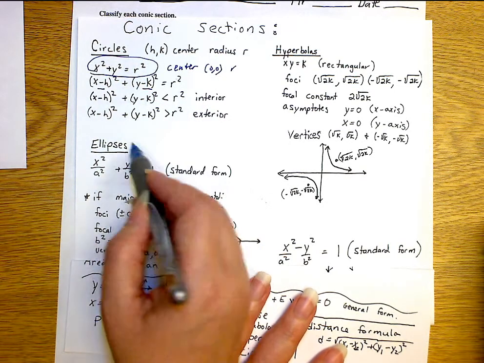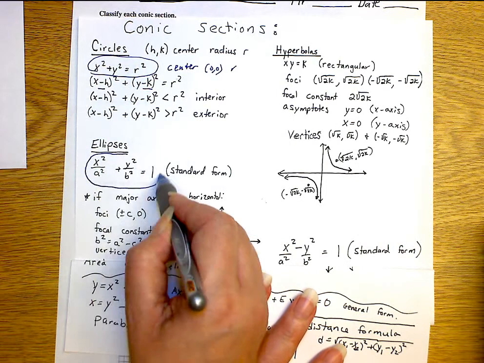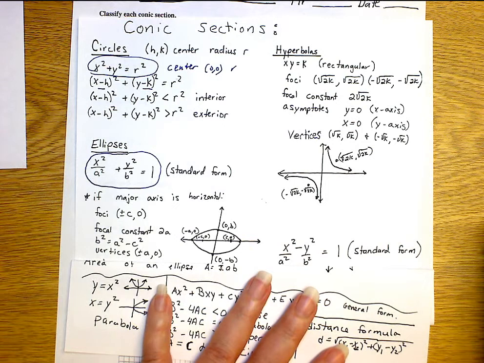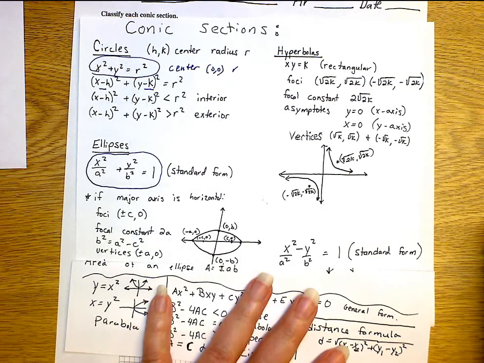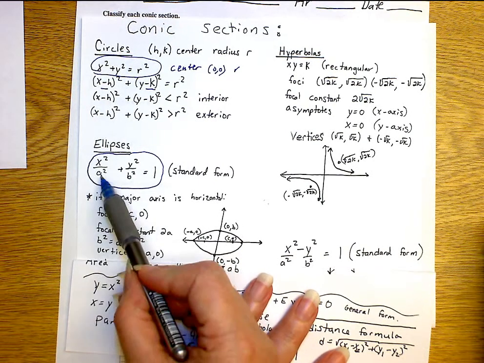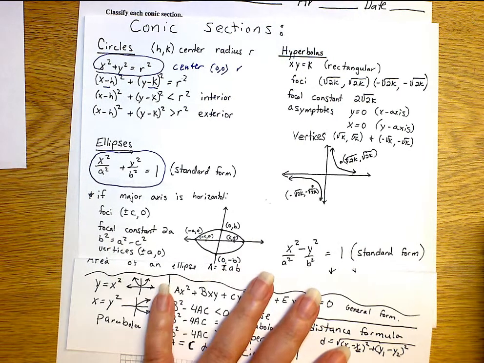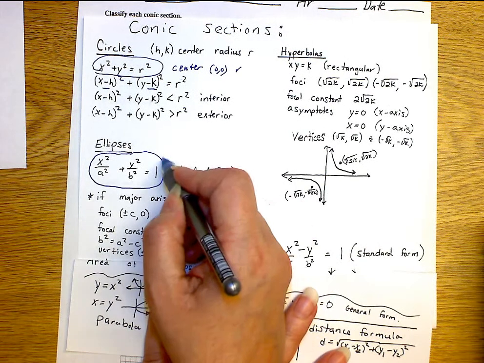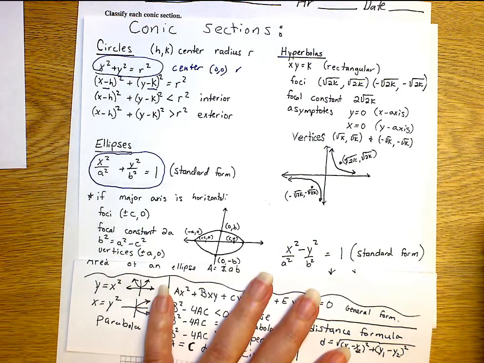Ellipse is your second type of conic section. What do we notice about our ellipse? What do you notice that is different about your circle compared to your ellipse? Division. Your ellipse has a number on the bottom. It's divided, right? So your ellipse will have a division on the bottom. If you need to, write notes by it, so that you are able to identify them.